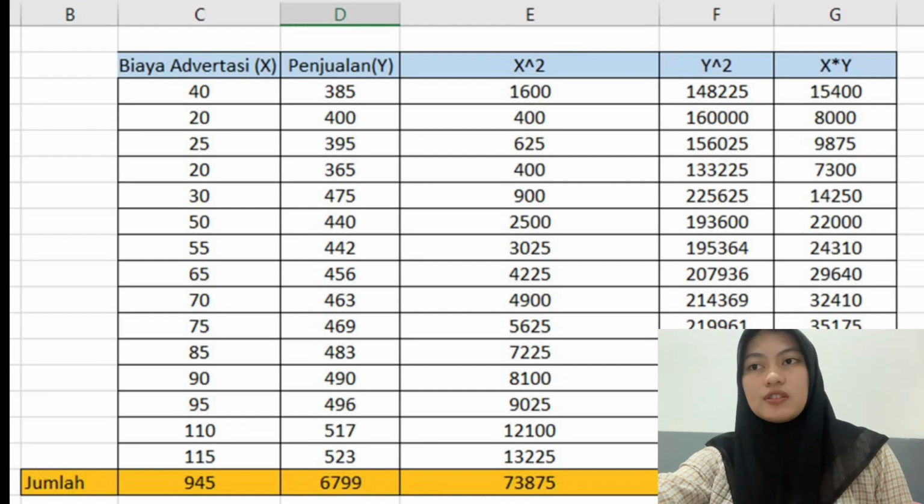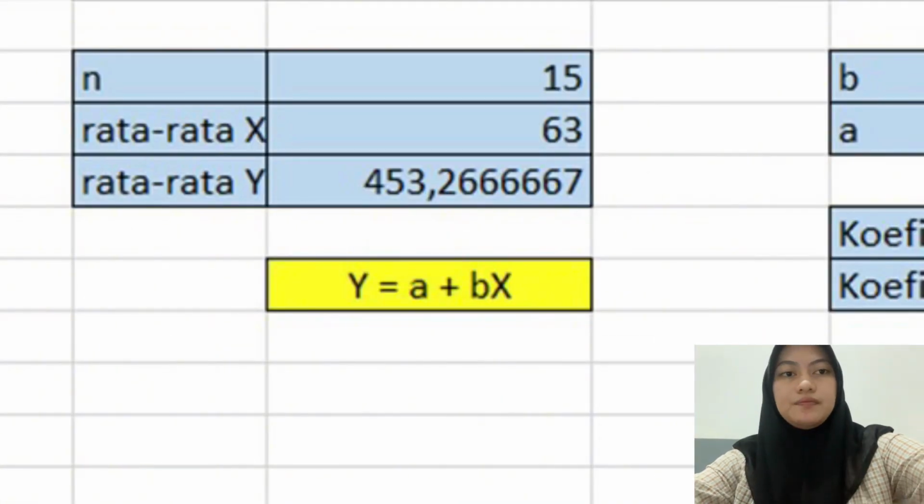And for the next is x square, the square of the x value used for regression and correlation calculation. And y square is used for the calculation of regression statistic. For the next is x multiply y, multiplication between x and y used to find the slope of the regression line, and the total column is for calculating the mean, slope, and intercept.